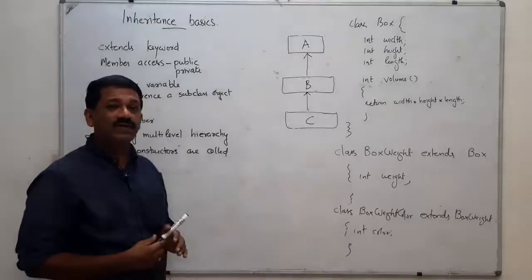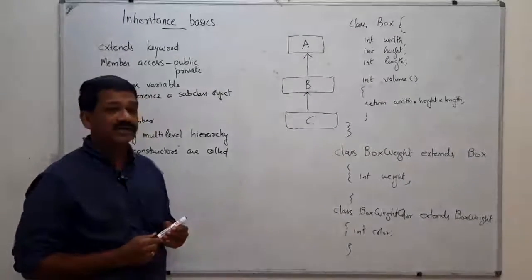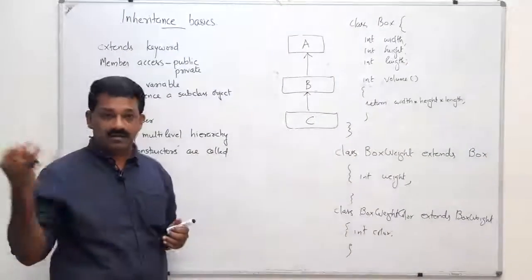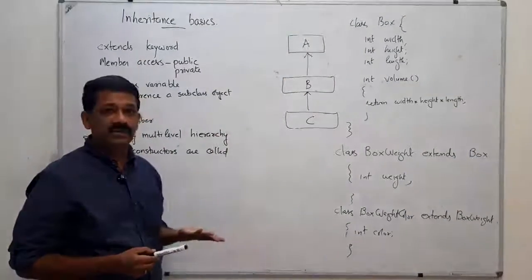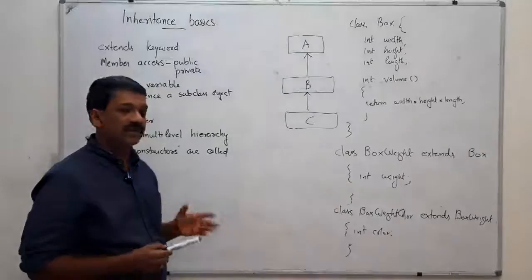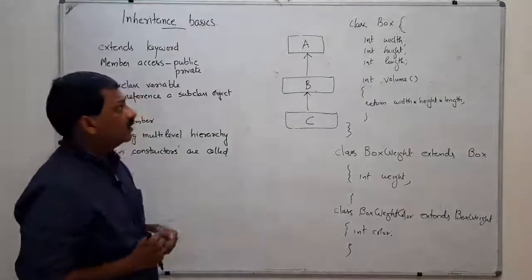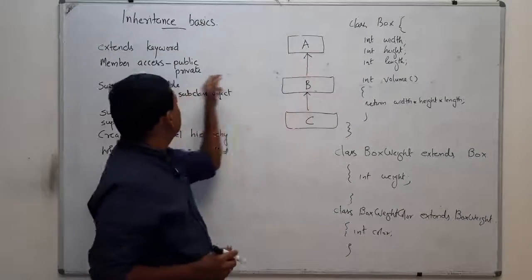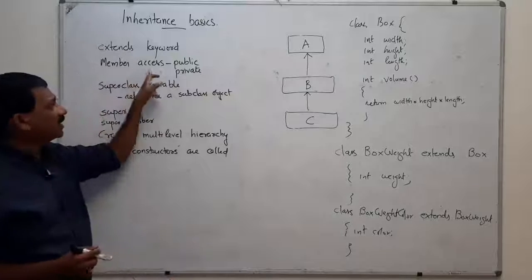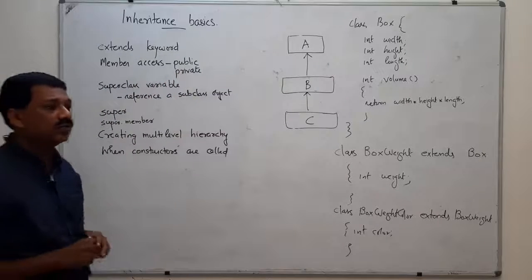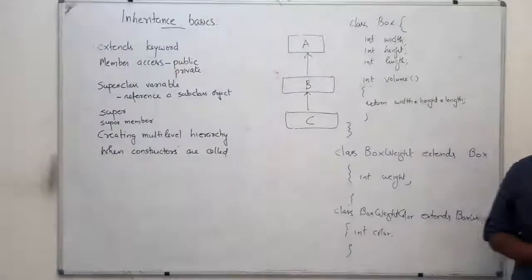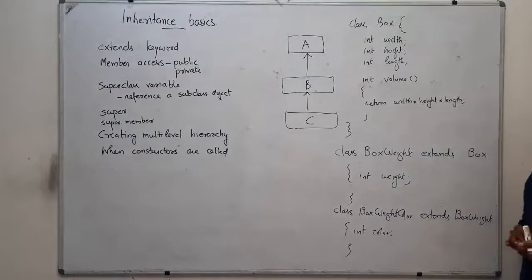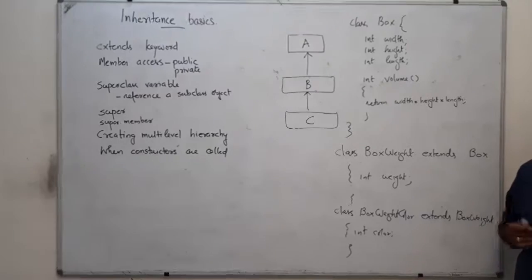When we are discussing some examples from the textbook, we will go through them thoroughly. Okay. Now here we are going to discuss member access, public or private. At this point in time we are going to discuss only two access specifiers, which are private and public. One more is there that we'll discuss later.